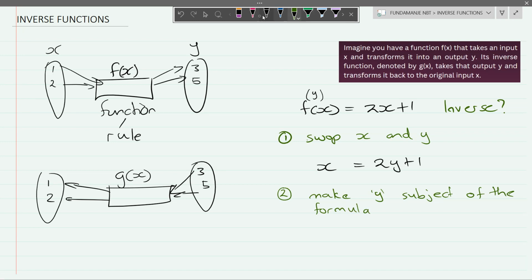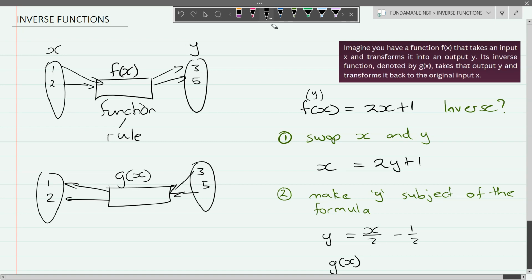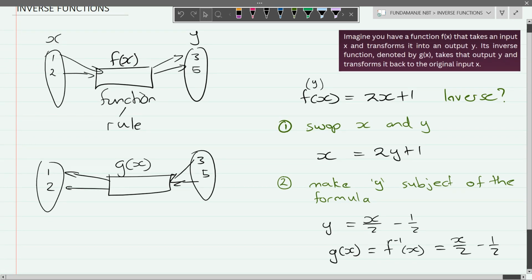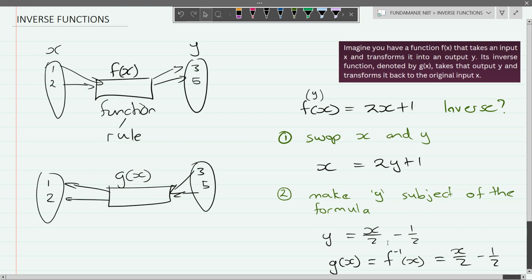Then you will be complete. So how do we do this? Take 1 to the other side and divide by 2. We get y is equal to x over 2 minus 1 over 2. This is now g of x, which is the inverse function. It can be g of x, or the other notation is f to the power of minus 1 of x, like this. The inverse function is equal to x over 2 minus a half. This minus 1 shows that it is an inverse of f. So this is the process that we undertake whenever we want to find the inverse function.